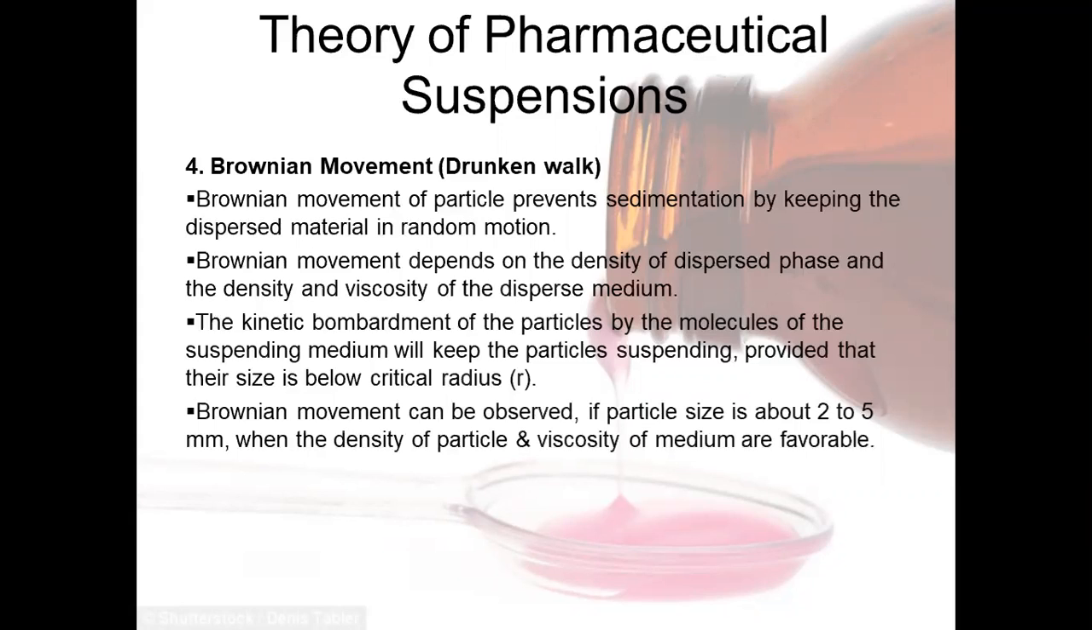The rate of sedimentation equals d square into rho, the density of the dispersed medium, minus the density of the continuous medium, into gravitational force, divided by 18 into viscosity of the dispersion medium. From this equation we can justify the size of the particles, the densities of the particles, and the viscosity of the medium which are favorable for Brownian movement.